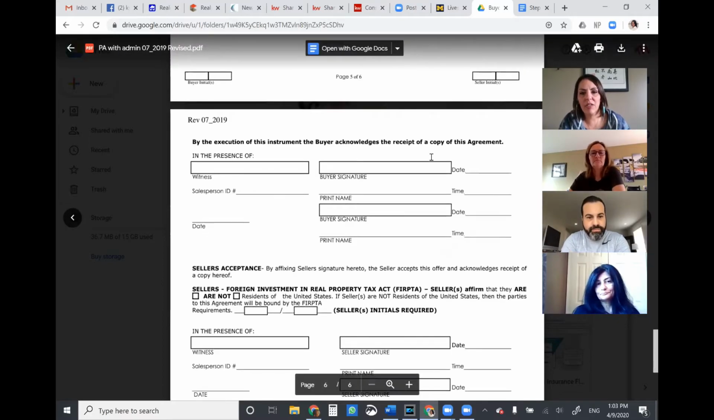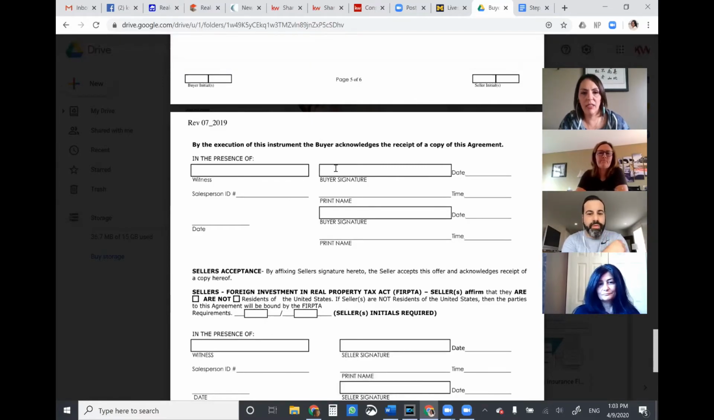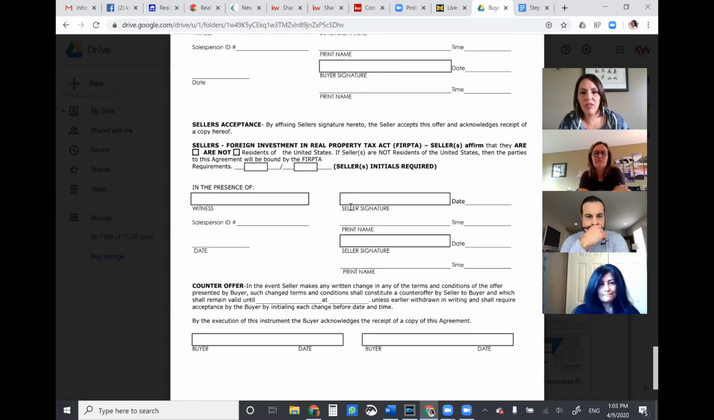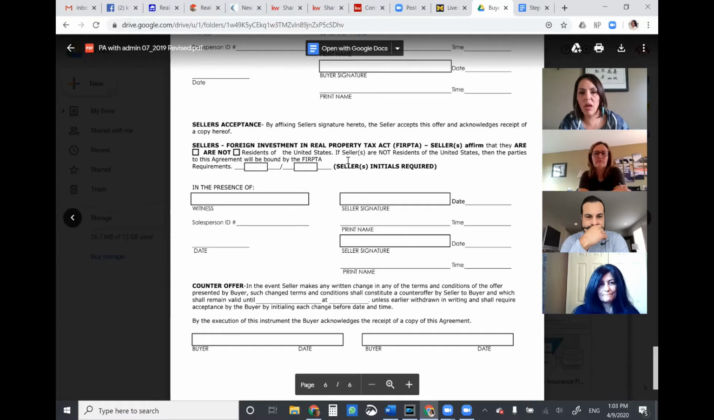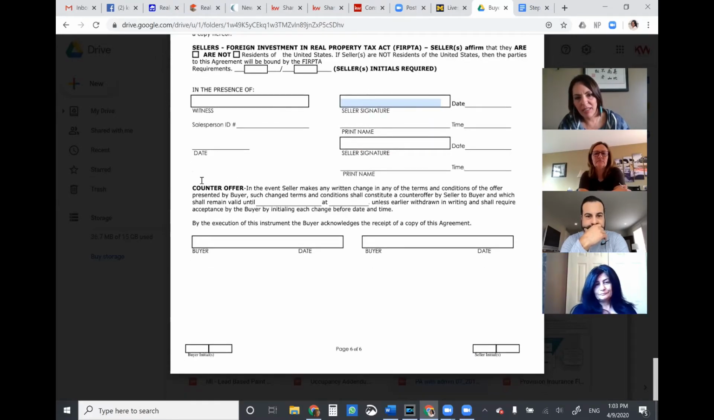So here's the signature page. Can you guys see my screen? This is where the buyer would submit, right? When they're submitting the offer, they're going to put their name. He's going to sign right here first. Then the seller's acceptance, or if they've made changes, they're signing here because they've countered. Now, when you get down here to the bottom, right? Counter offer.